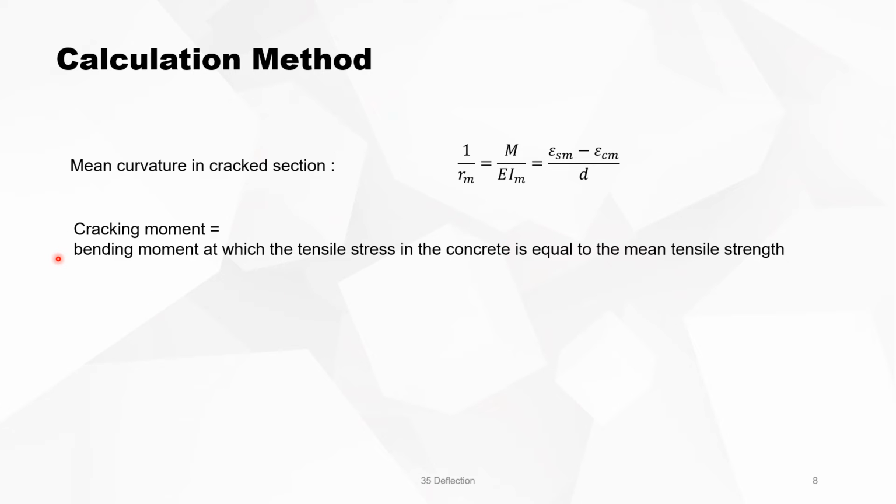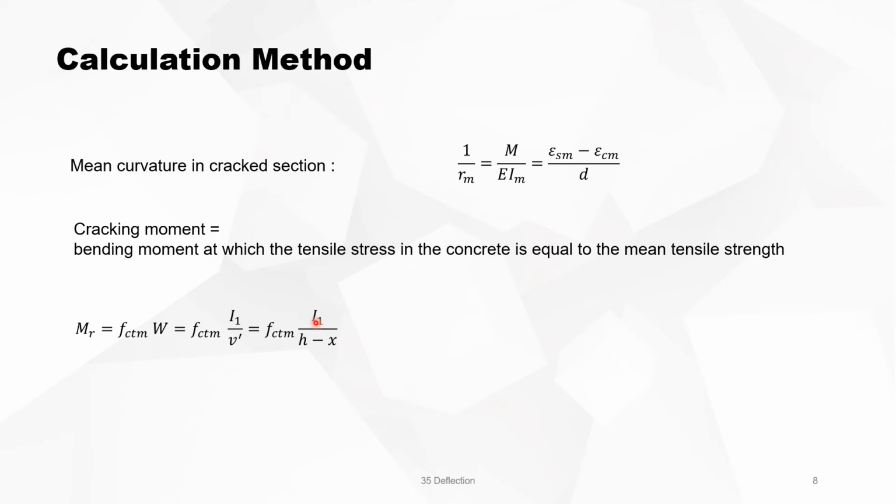The cracking moment, just to recall, is the bending moment at which the tensile stress in the concrete is equal to the mean tensile stress. So the cracking moment is fctm times W. W is I over v' or v. Or you can also say it's h minus x, because now we are here at the lower part. And if you take the tension of the section at the bottom of the section, then this is v'.